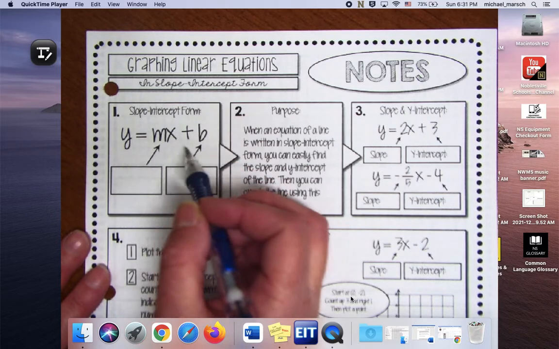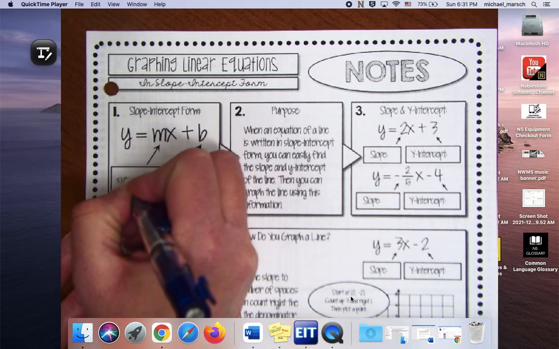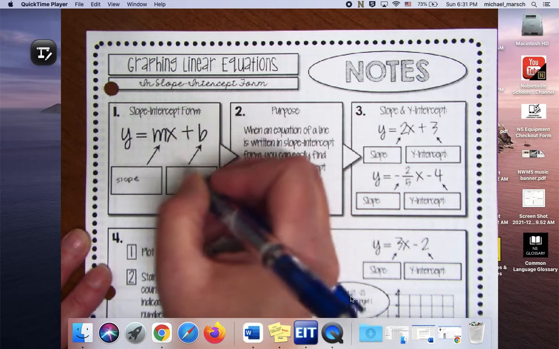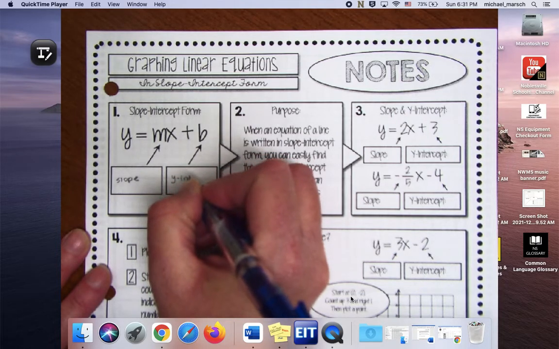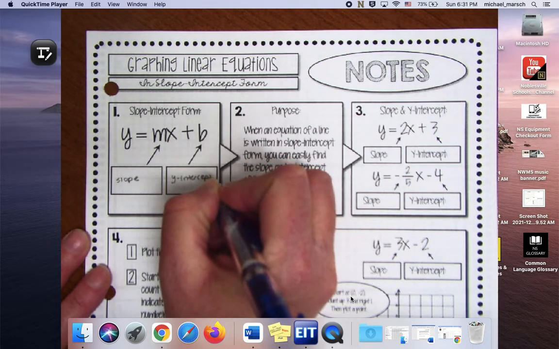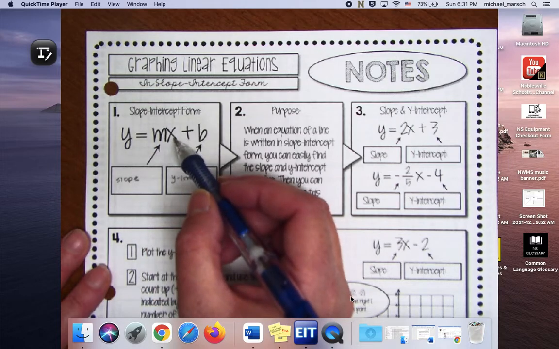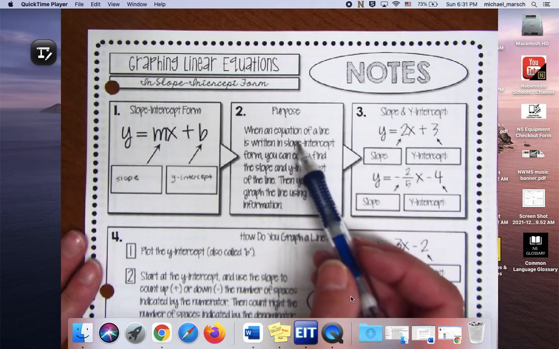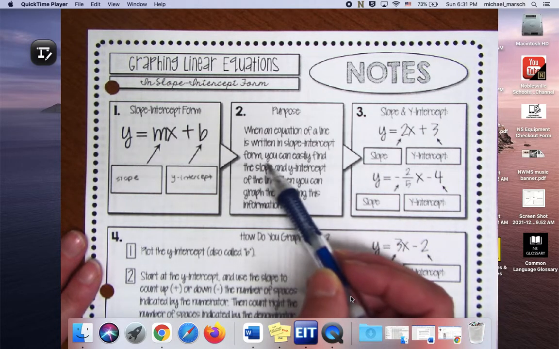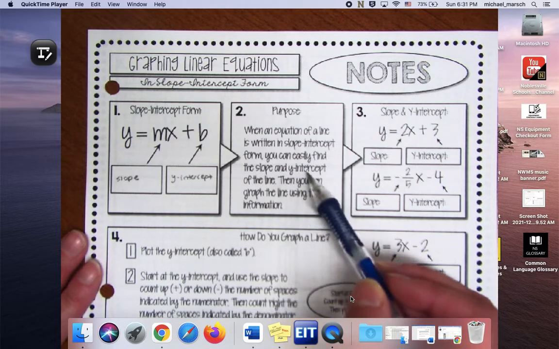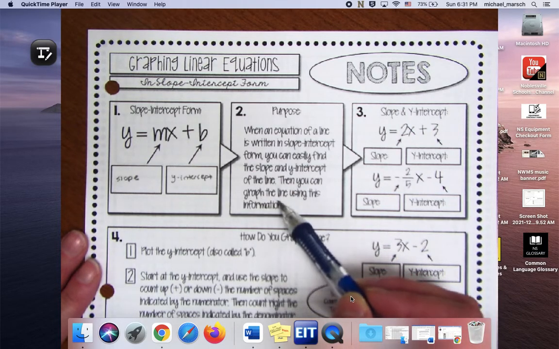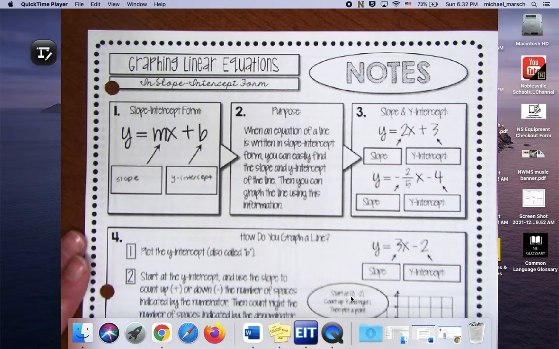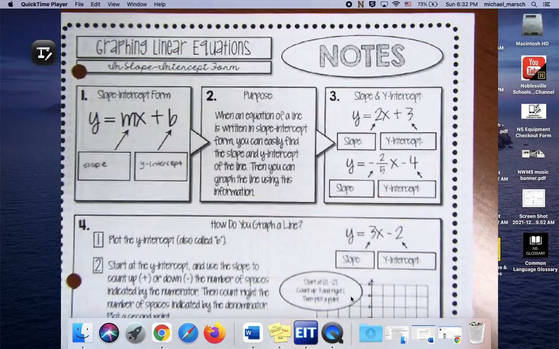Slope-intercept form: y equals mx plus b, where m, which we all know, is the slope, and b is the y-intercept. Remember, x and y are the ordered pair values, the ordered pair from the equation or the graph. When an equation of a line is written in slope-intercept form, you can easily find the slope and y-intercept of the line. Then you can graph the line using this information, which is exactly what we practiced on Friday, right?